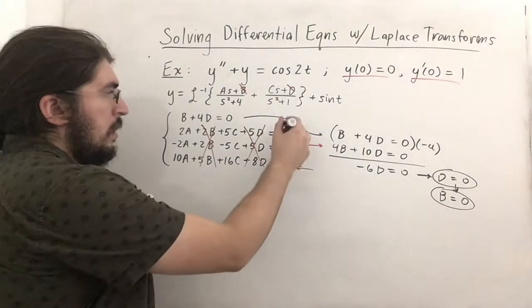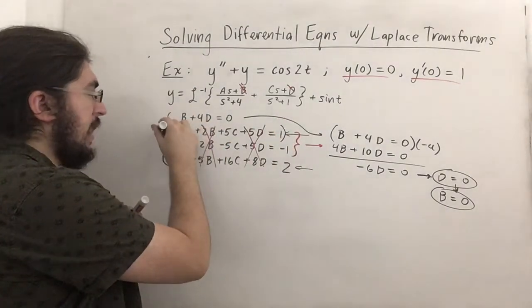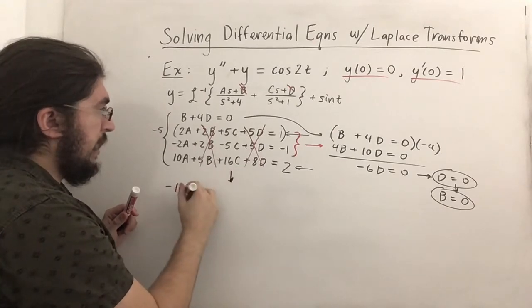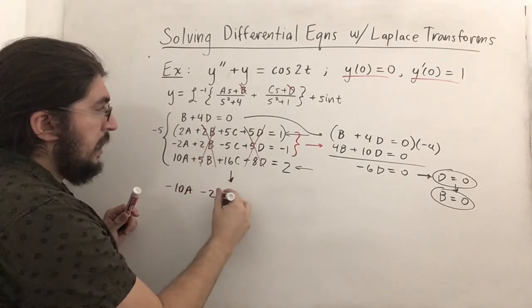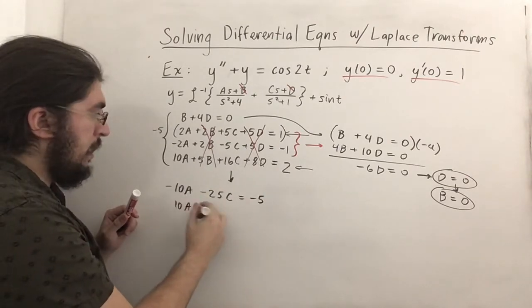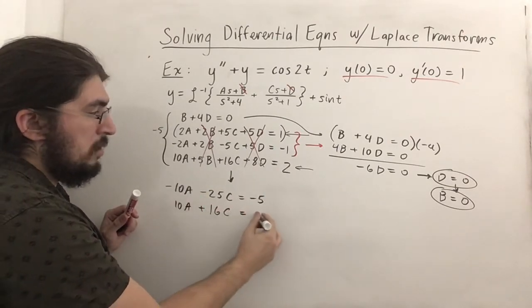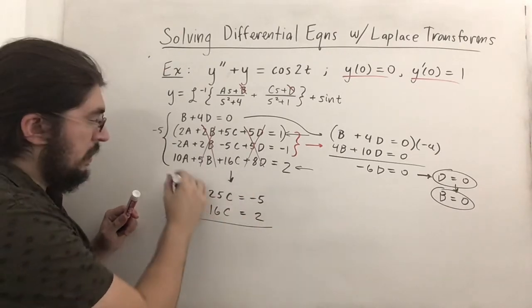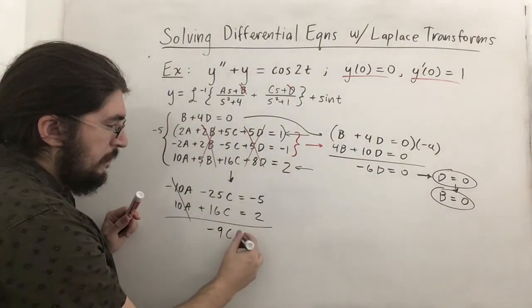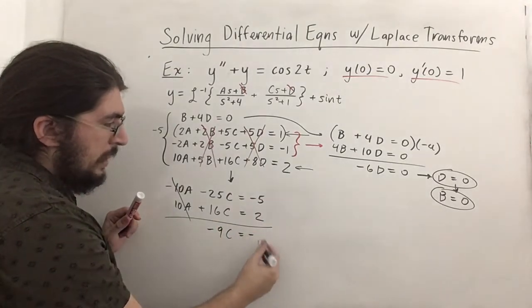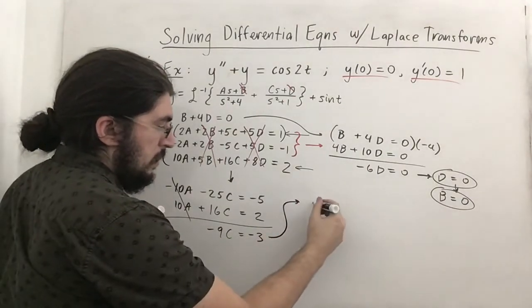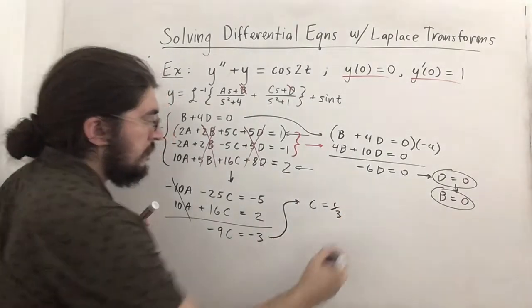Let's multiply this one by negative 5 to cancel out the a. Multiply by negative 5, what we end up getting is negative 10a minus 25c equals negative 5. Here below it stays the same, 10a plus 16c is equal to 2. Adding these gives us, these cancel out. Negative 25 plus 16 is negative 9c equals, that's going to be, what's that, negative 3. So then dividing by negative 9 gives us c is equal to 1/3.